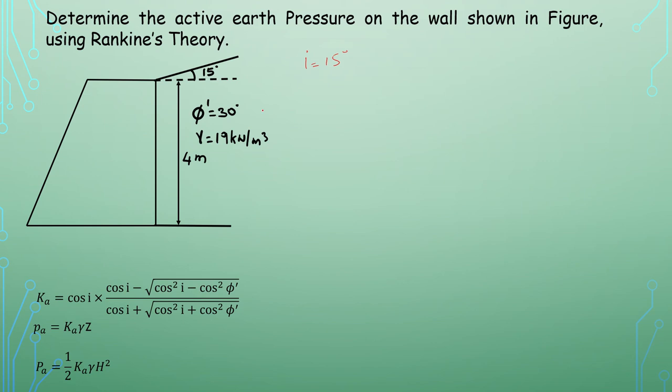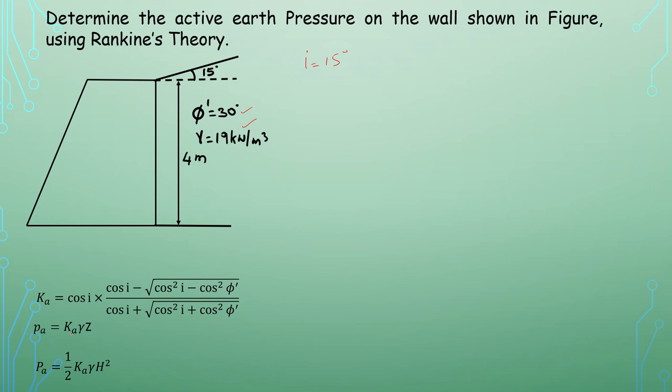Next, phi dash is given as 30 degrees, which is nothing but the failure angle, and gamma equals 19 kilonewton per meter cube, which is the density of the soil, and the height of this retaining wall is 4 meter. Now when the surface is inclined, the Rankine's coefficient Ka can be determined as cos i into cos i minus root of cos square i minus cos square phi dash, divided by cos i plus root of cos square i minus cos square phi dash. So this is Ka.